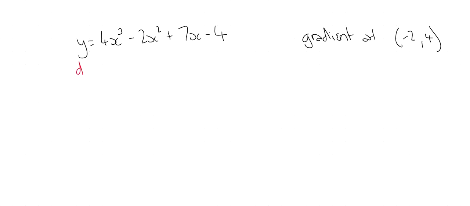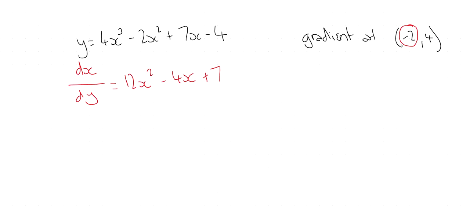Let's differentiate dy/dx. So we get what? 12x squared minus 4x plus 7. What do we do now? Substitute what for x? I just want you to be specific. Let's make sure we all know the x coordinate. So this is my x coordinate.